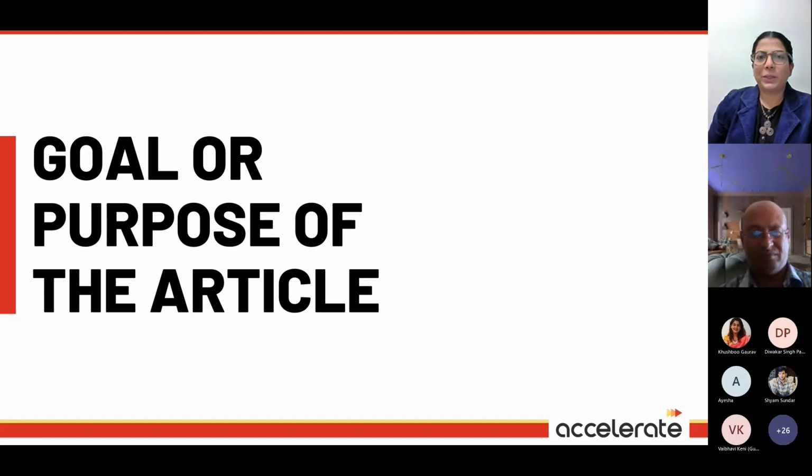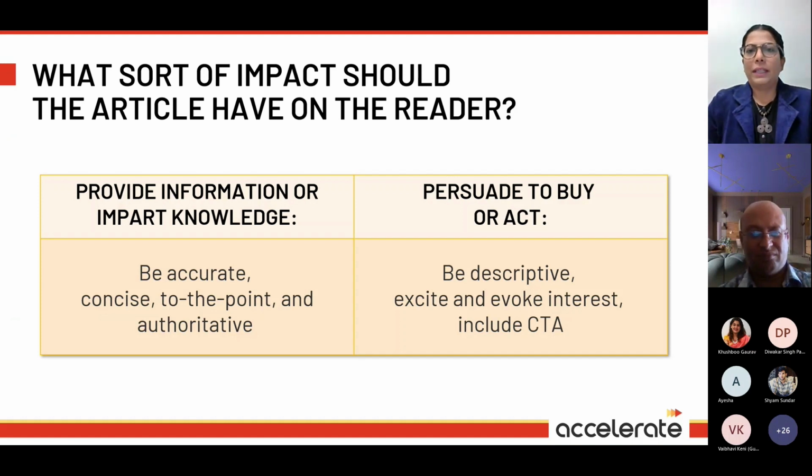Okay, moving on to the next topic, which is the goal or purpose of the article. Now, what sort of impact or effect is the article supposed to have on the reader? I think it would be fair to say that the purpose of the article could be one of these two: provide information or impart knowledge, or persuade the reader to buy or act.